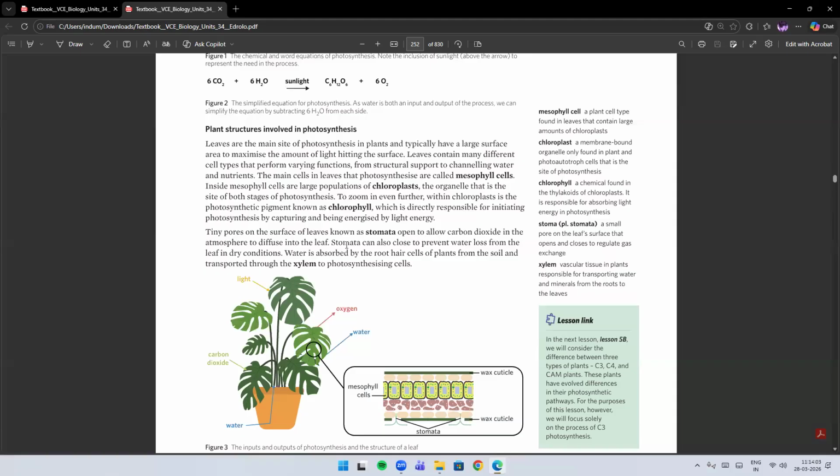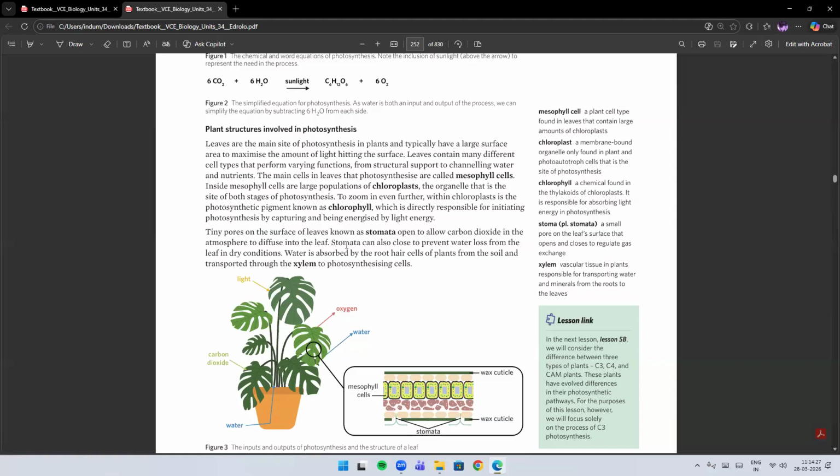Inside mesophyll cells are large populations of chloroplasts, the organelle that is the site of both stages of photosynthesis. To zoom in ever further, within chloroplasts is the photosynthetic pigment known as chlorophyll, which is directly responsible for initiating photosynthesis by capturing and being energized by light energy.